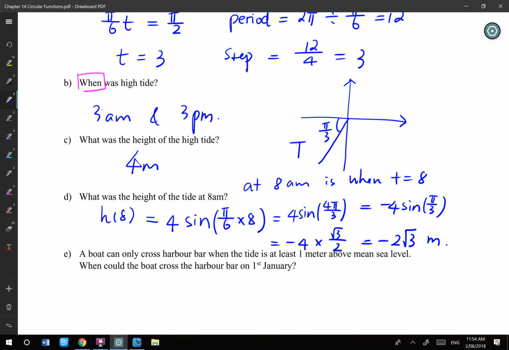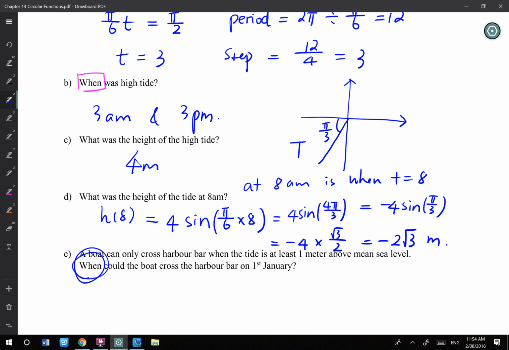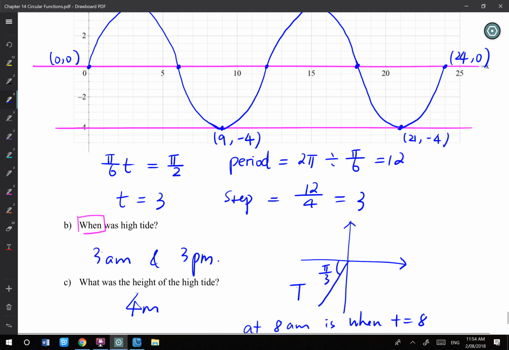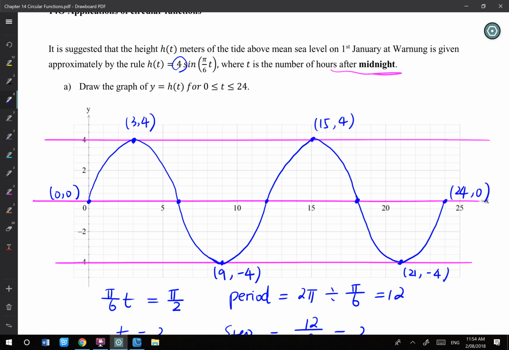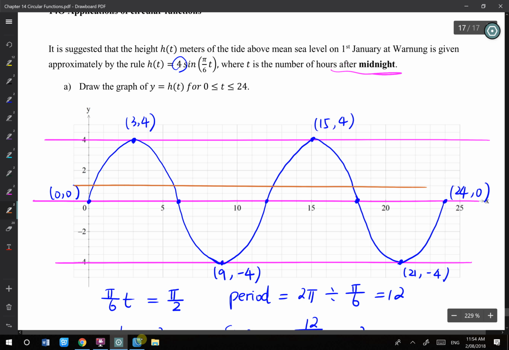Okay, last question. A boat can only cross harbor bar when the tide is at least 1 meter above the mean sea level. See the mean sea level is the 0. When could the boat cross the harbor? Asking about when is talk about the time. Cross the harbor bar on 1st of January. Let's draw 1 meter above sea level first. Here is 1 meter. This line is 1 meter.